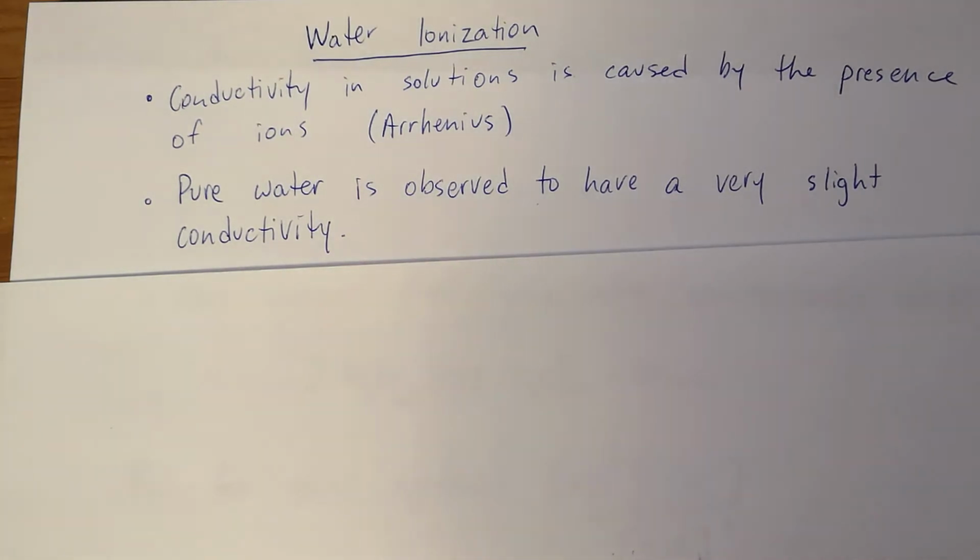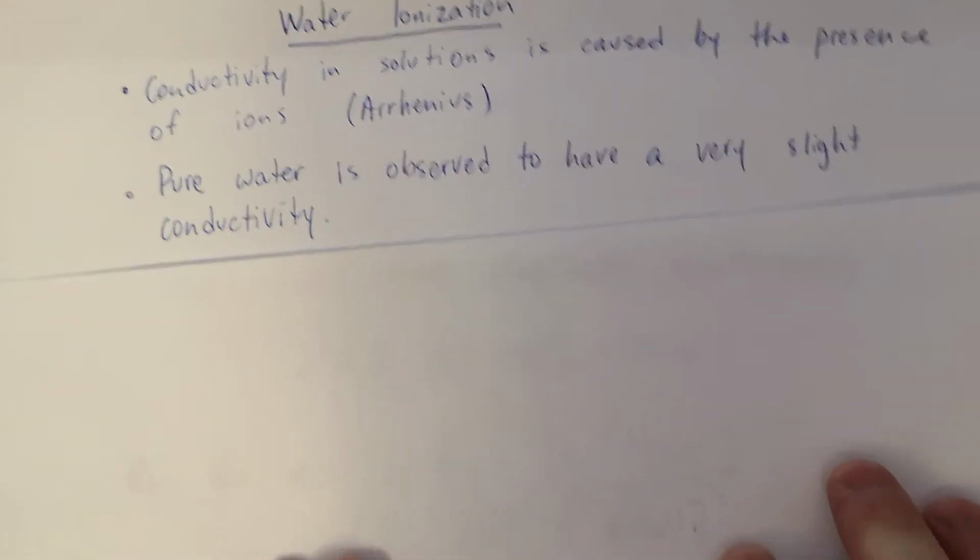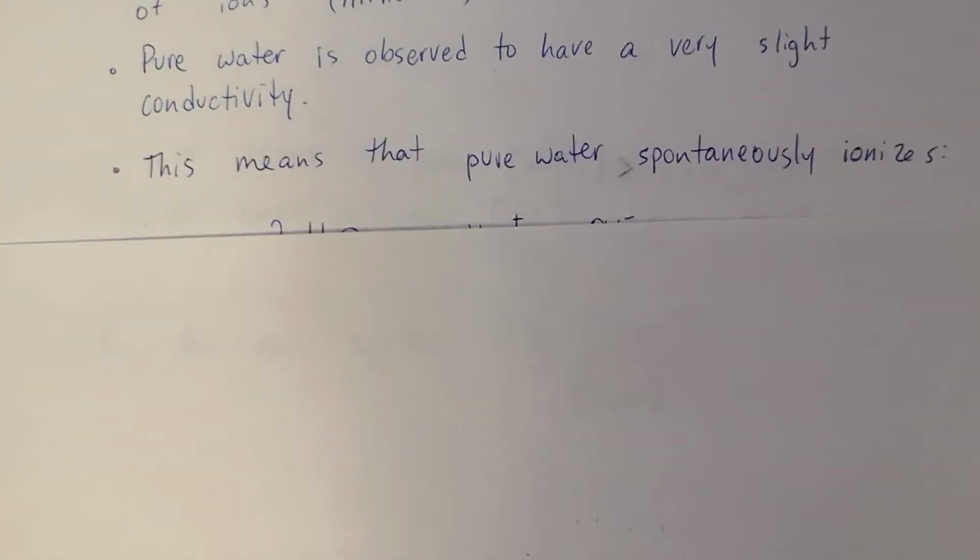All right, so we're talking about water, and check this out. The second point there is that pure water is observed to have a very slight conductivity. I don't have access to my equipment, so I can't show you that, but it's true. Now, Arrhenius figured out that conductivity in solutions is caused by the presence of ions. Okay? So logically, if pure water has conductivity, it must have ions. But that's if only water's present. So let's figure out what's going on.